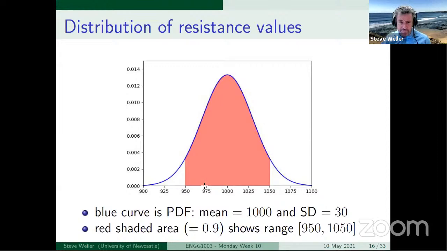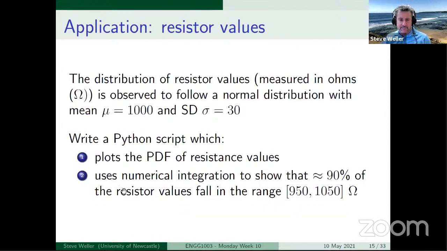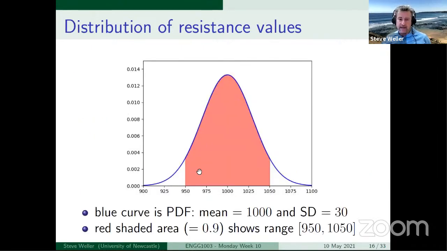And so the question asks you to verify that about 90% of the resistor values fall in the range 950 to 1050. Translated into the language of Python and random numbers, I'm asking you to compute the area under the PDF between 950 and 1050 and show that area is equal to 0.9. Why 0.9? Because 100% of the numbers fall underneath the PDF. So they occur for some value, and 90% of them, for these particular parameter values of the standard deviation being 30 and the mean being 1,000, 90% of them fall in the pink shaded area.